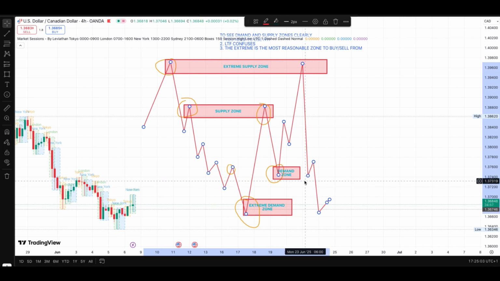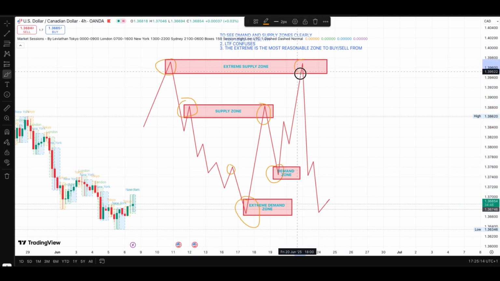All right, so how do traders trade these zones is that we look to buy when price returns to those zones, and we look to sell when price returns to the supply zone. So we are selling because the price returned to the supply zone.